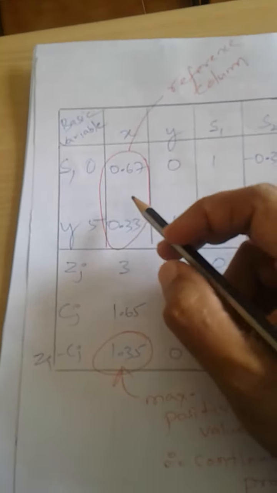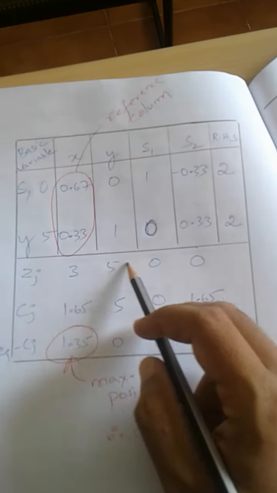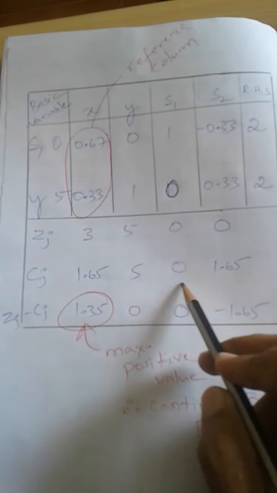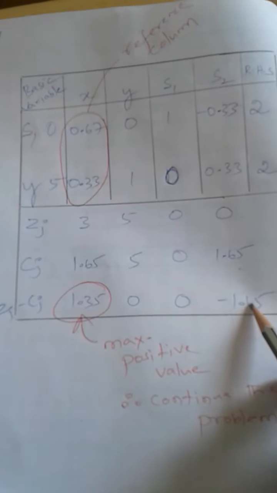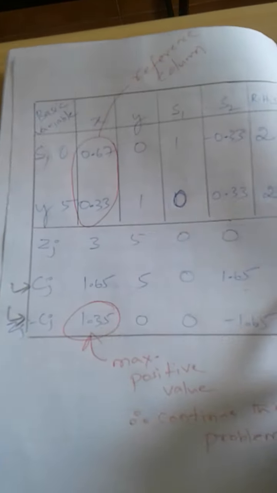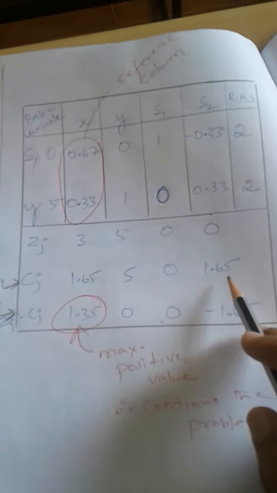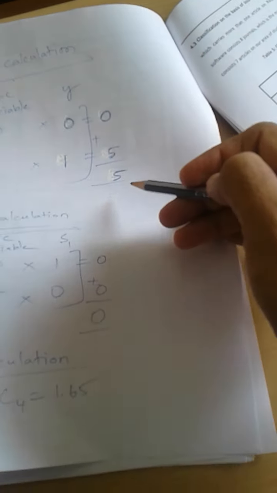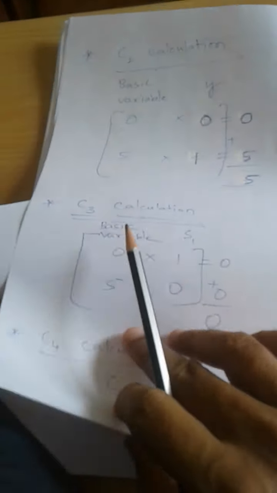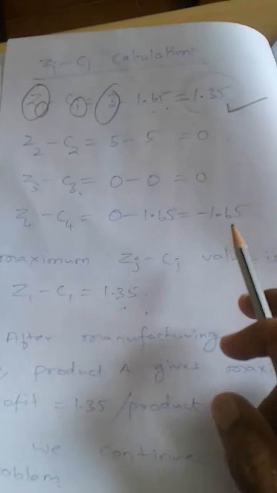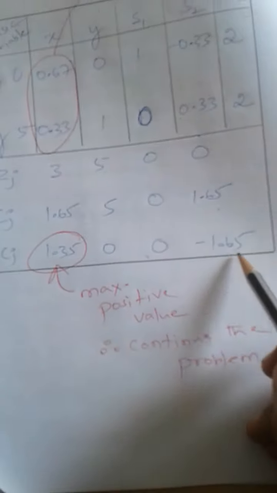As I said, the previous table is being written again, the only addition is this Cj value. Whatever Cj values we had calculated in the previous pages, the same thing is written here. So this is extra and this is also extra. In addition to this table, 1.65, everything is written the same way as before. So 5, 0, 1.65 are nothing but C2, C3 and C4 values, and Z1 minus C1 is 1.35, 0, 0 and minus 1.65. The same values are written here.